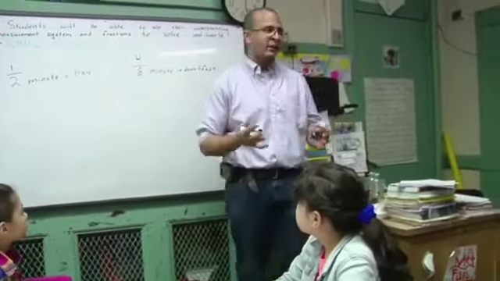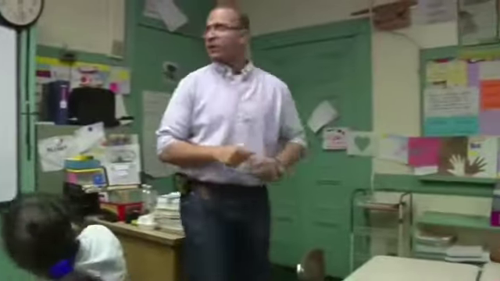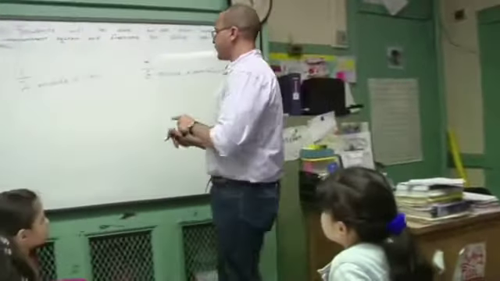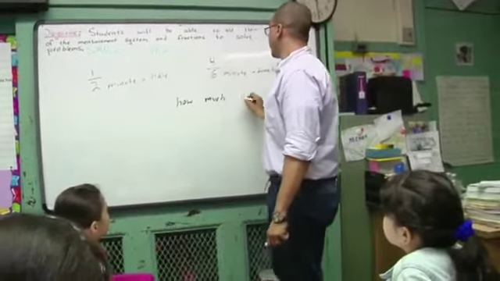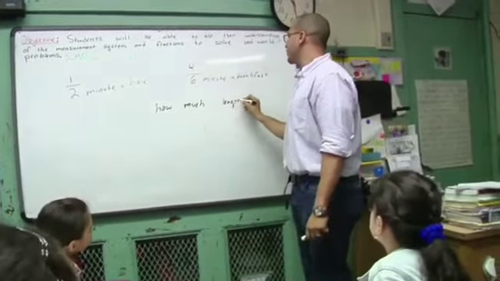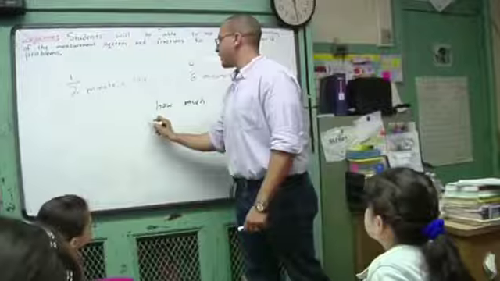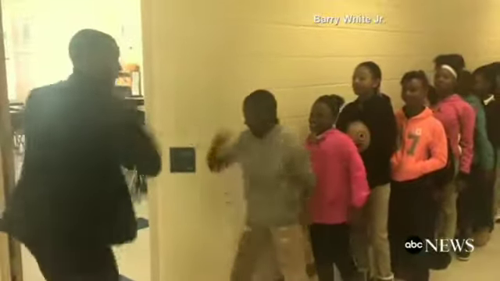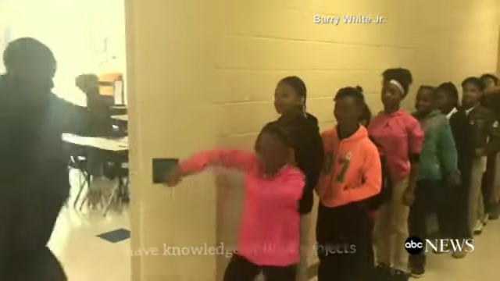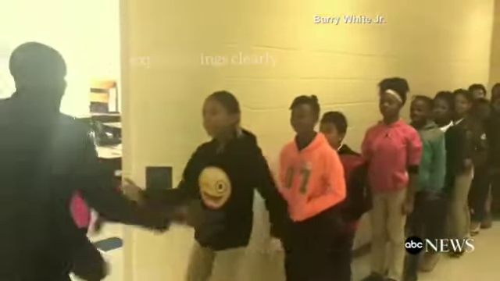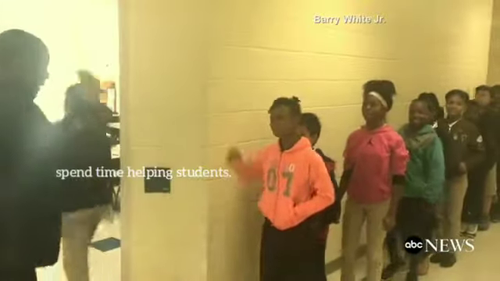In a survey conducted in 1996, almost 1,000 students between the ages of 13 and 17 were asked to identify characteristics of best and worst teachers. The students responded that the number one characteristic of a good teacher is a sense of humor. The others are: make the class interesting, have knowledge of their subjects, explain things clearly, and spend time helping students.